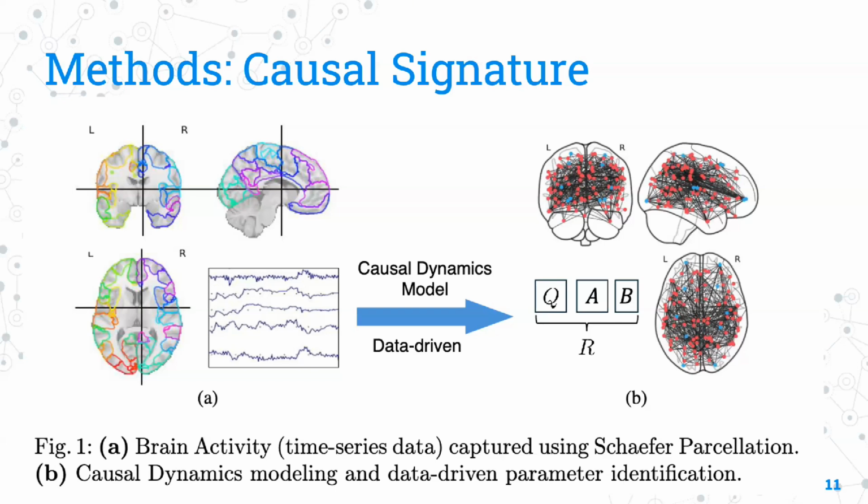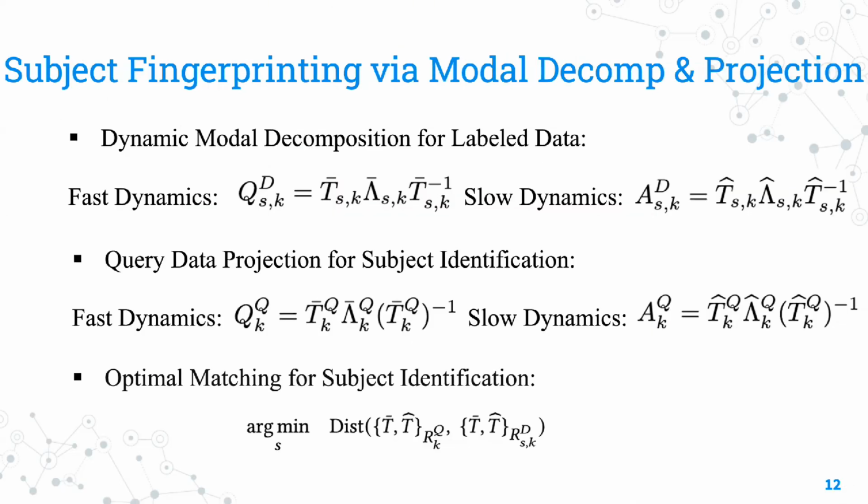This model allows us to construct an internal interaction map within the brain, focusing on both fast and slow dynamics. Through this process, we generate the key matrices Q, A, and B, which you can see in Figure B. By extracting these dynamic features, we gain deeper insights into the brain's functional architecture and its response to different cognitive tasks. After processing the model, we use dynamic mode decomposition and projection to achieve subject identification.